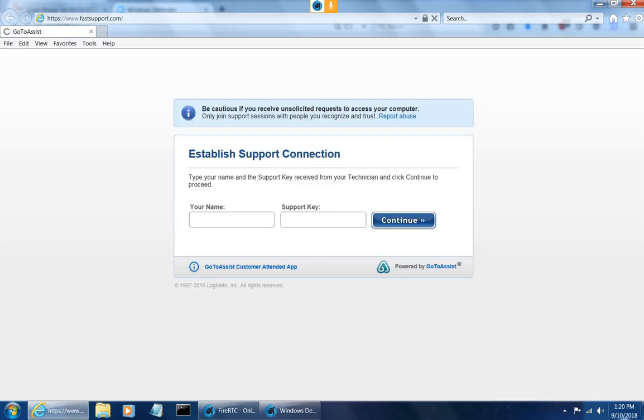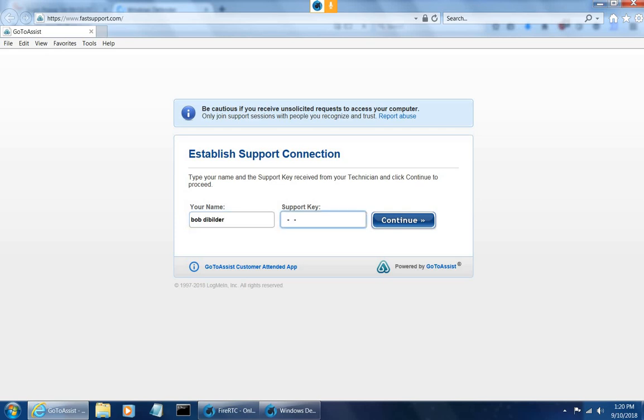And once you do that, it's giving you another browser which is telling you to enter your name and a support key. Establish support connection. Do you see that? Yes, it's establish support connection. That's right. Now enter your first and last name there, and I'm giving you a support key. Once you're ready for the key, do let me know. Take your time.